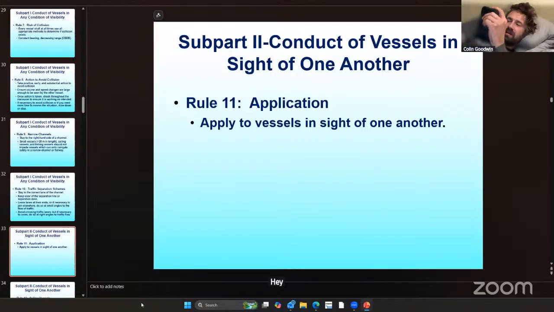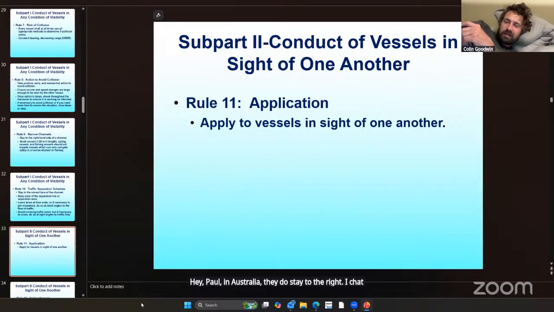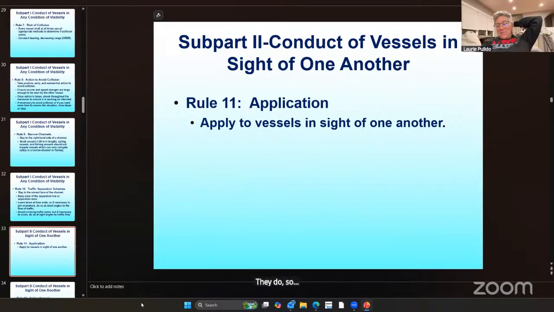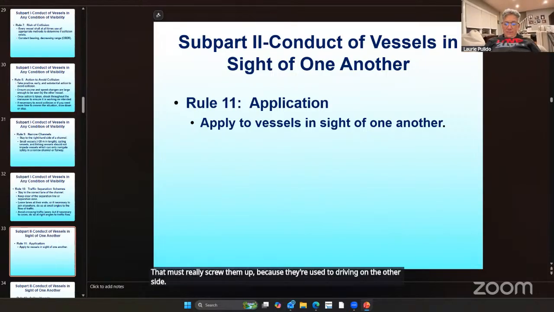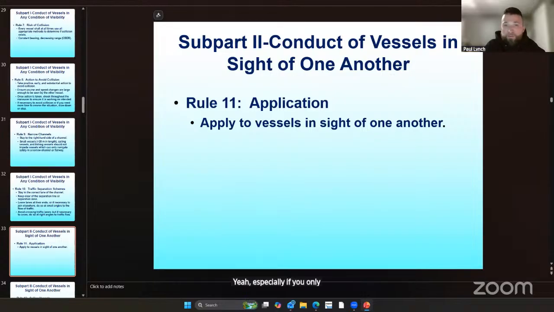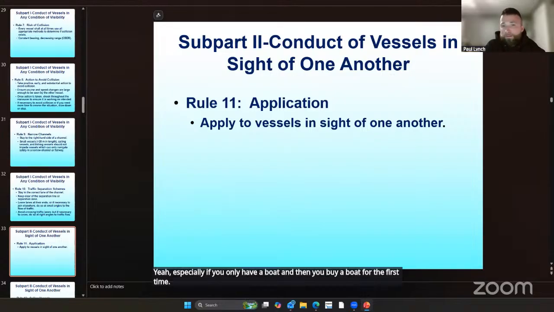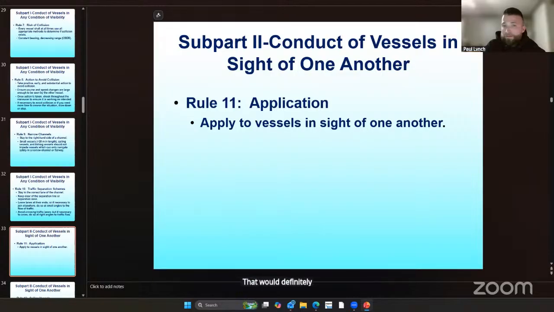Hey, Paul, in Australia they do stay to the right. ChatGPT said they do. I just looked it up too. That must really screw them up because they're used to driving on the other side. Yeah, especially if you only have a boat and then you buy a boat for the first time. That would definitely be confusing.